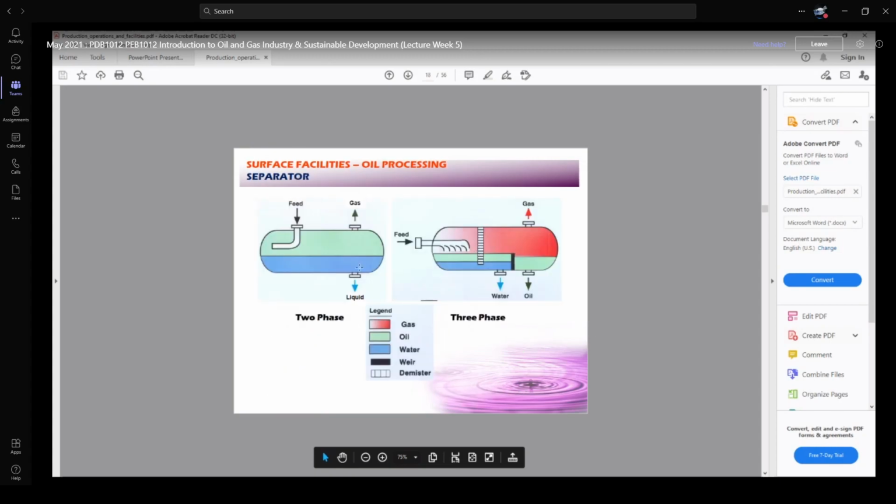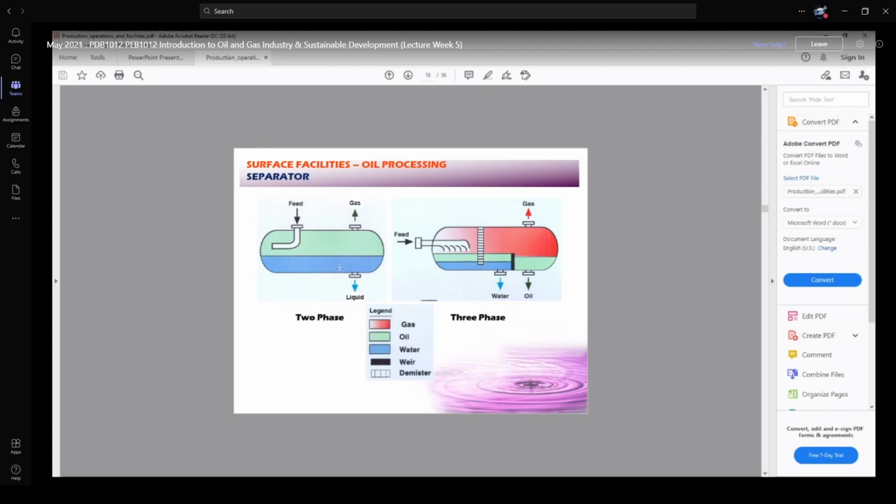Here you can see the two-phase separation process, where the feed stream, or you can say the liquid gas stream, will come into the separator from here, then it will go down this tube. The gas will settle in this section, and the liquid will settle here. Liquid means liquid oil. So this is the two-phase separation.